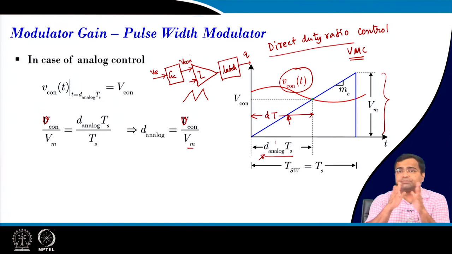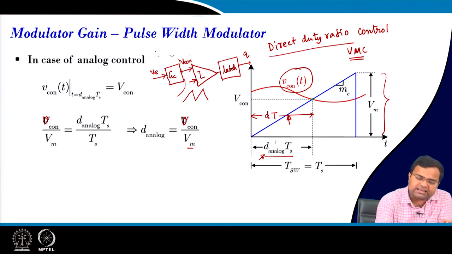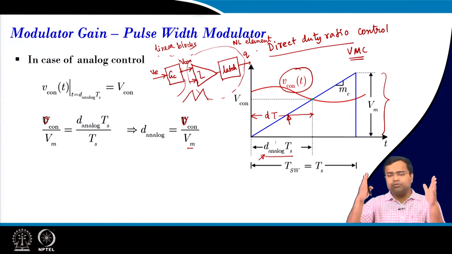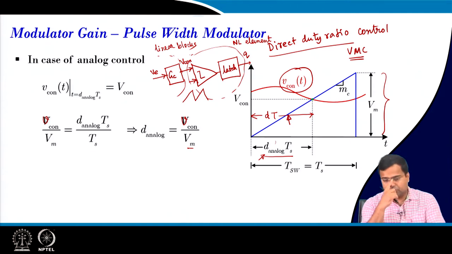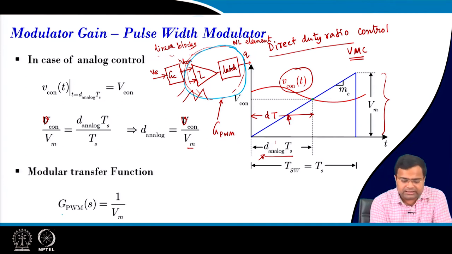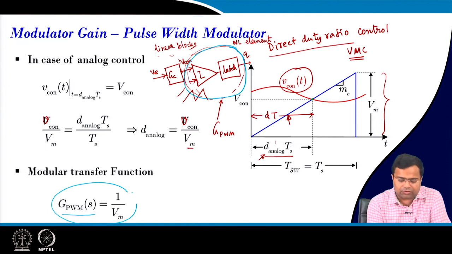So, if we want to get the small signal model, we know up to this portion all blocks are linear blocks, but this portion is nonlinear. These are the nonlinear elements, and we want to relate the duty ratio of this Q in terms of the control voltage by means of a linear transfer function. So, we need to get the modulator gain. We are trying to get the transfer function of this GPWM. That means, can we get a linear representation of this block, which will ultimately generate the duty ratio. And it turns out, this is well known, that this GPWM is nothing but 1 by Vm, which we also denote as the modulator gain Fm.